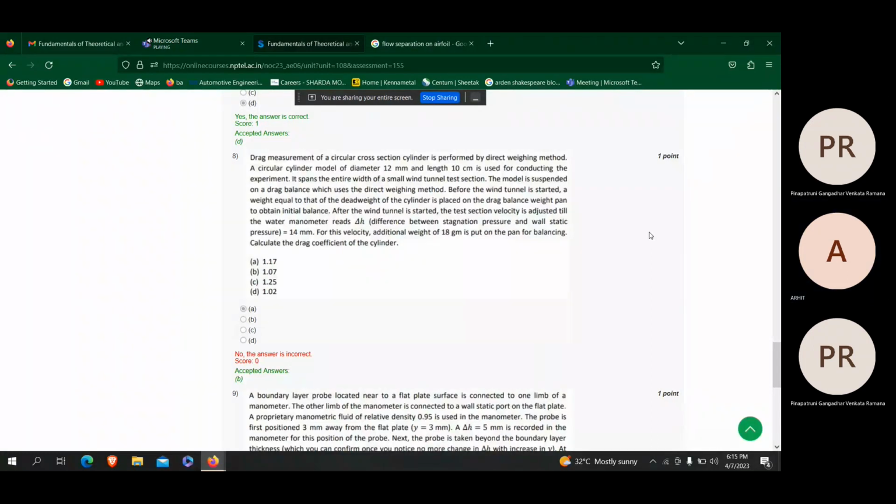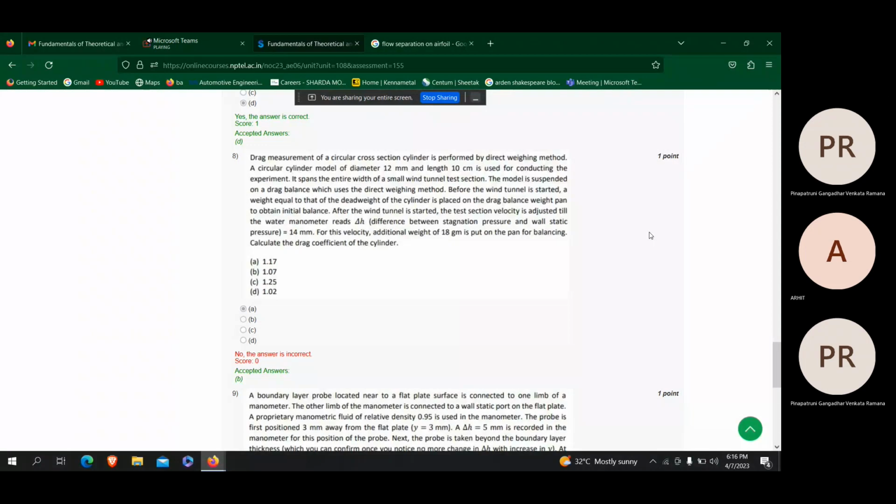Before the wind tunnel is started, a weight equal to the dead weight of the cylinder is placed on the drag balance weight pan to obtain the initial balance. So the wind tunnel has started. The test section velocity is adjusted till the water manometer delta H shows the difference in stagnation variable. For this velocity, an additional weight of 18 grams is put on the pan for balancing. Calculate the drag coefficient on the cylinder.